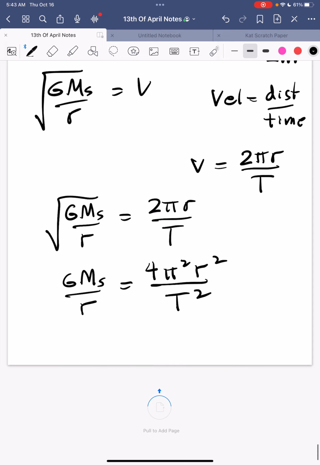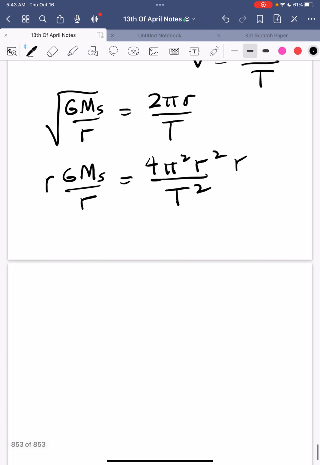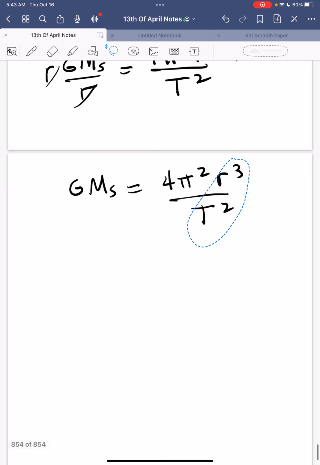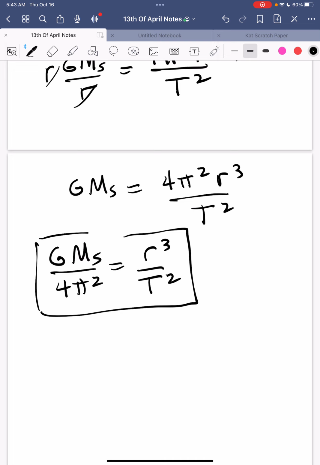So I've got this, and what I can do now is manipulate this by multiplying both sides by r here and here. The r's will cancel, and I get G mass of sun equals 4 pi squared r cubed divided by the period squared. So you can see it's already beginning to look like r cubed over t squared. And now I divide both sides by 4 pi squared. So I get G mass of sun divided by 4 pi squared equals r cubed over the period squared. This is Kepler's third law, what he called the law of harmonies.